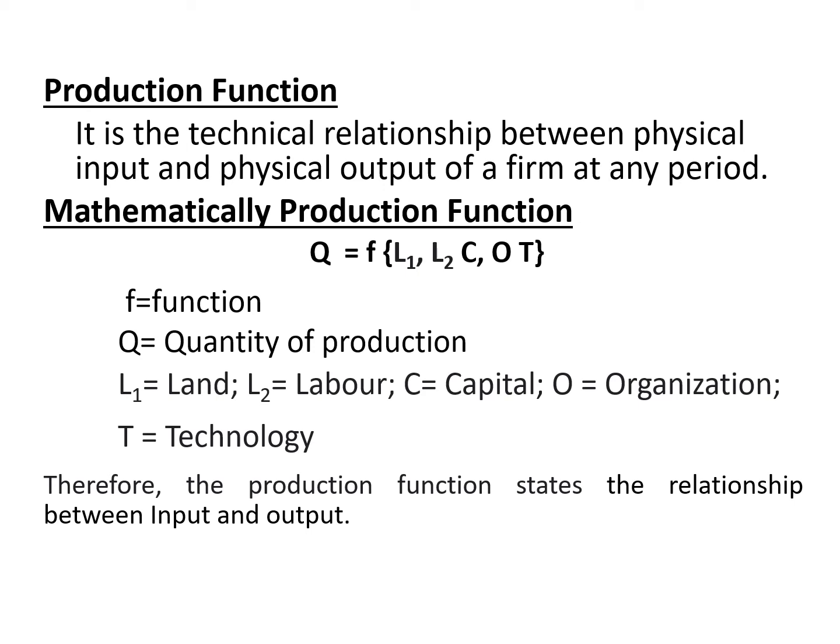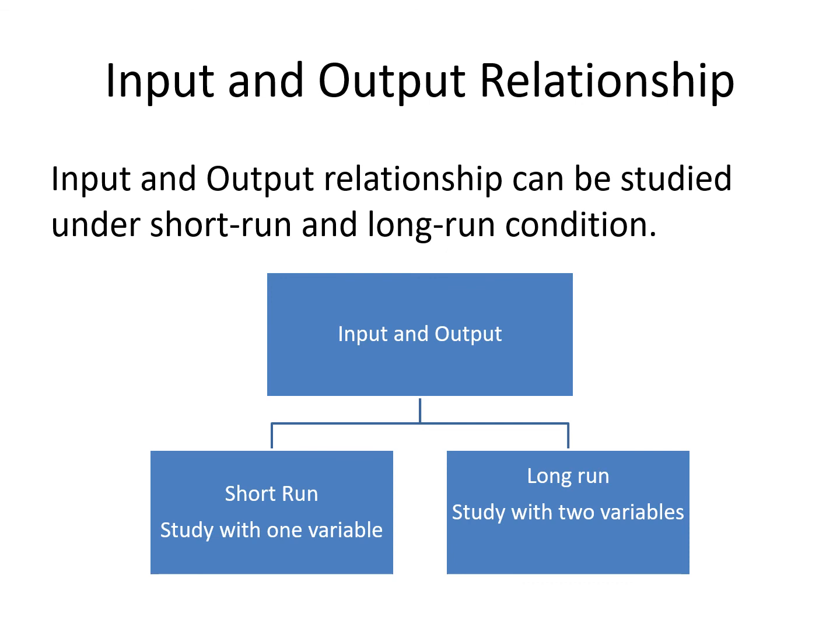Q stands for quantity of production, f stands for function of, L1 stands for land, L2 stands for labor, C stands for capital, O stands for organization, and T stands for technology. These inputs are employed in the production process. Therefore, the production function shows the alternative combinations of the different factors of production that can produce a given output.